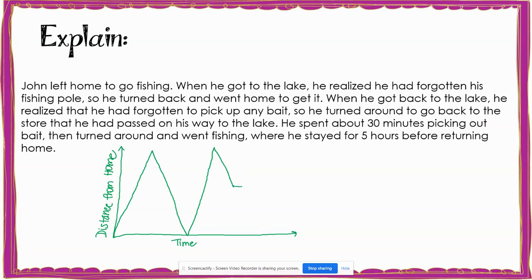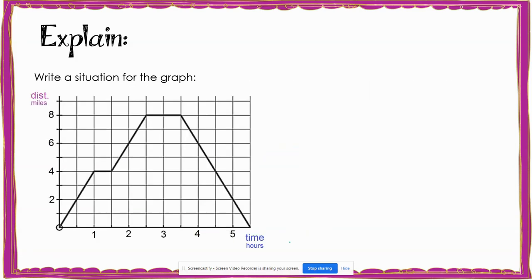Then he turns around and goes back fishing. And once he finally has his bait and his fishing pole, he stays for 5 hours. So to show that he stays for 5 hours, I'm going to show a longer line. Then it says he returns home. So from here, he packs up and he goes back home. Now I want you to write a situation that might represent this graph.